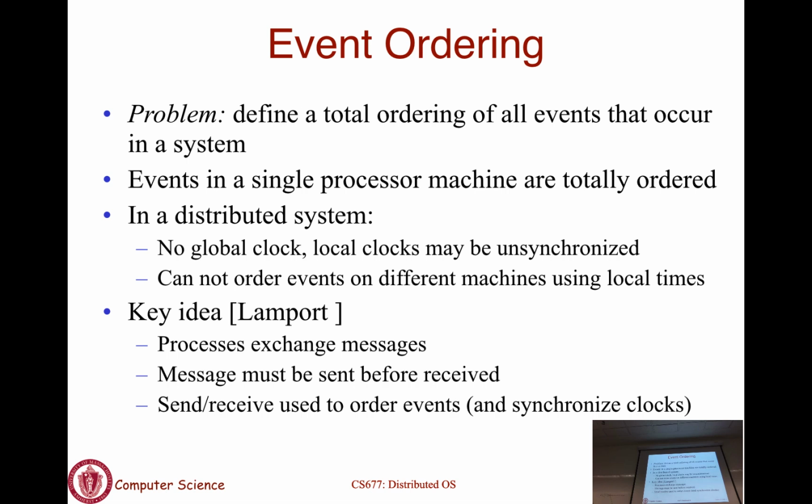Now we are just going to use the transitive property. If these events have happened before the send, the send has happened before the receive, and the receive has happened before those events, you can take these events on process B and these events on process A and find an ordering. You can say which of those have happened before which others.